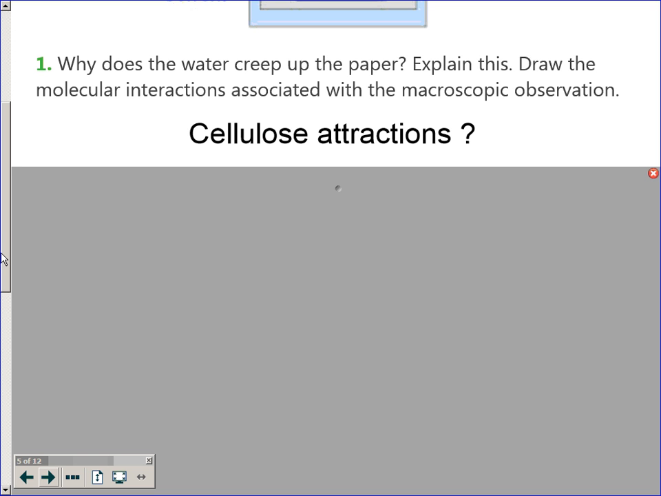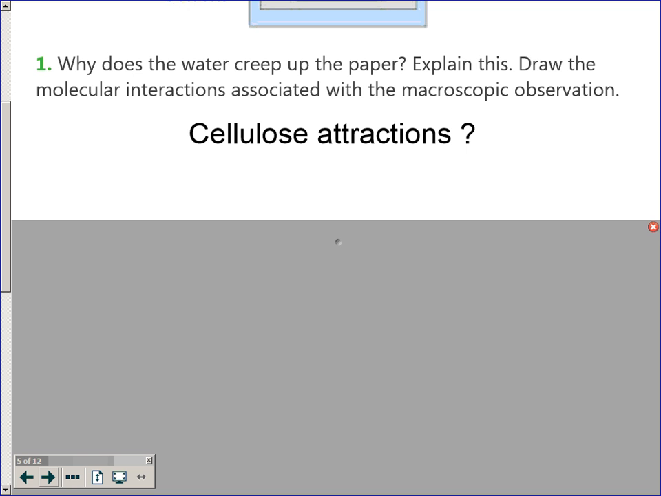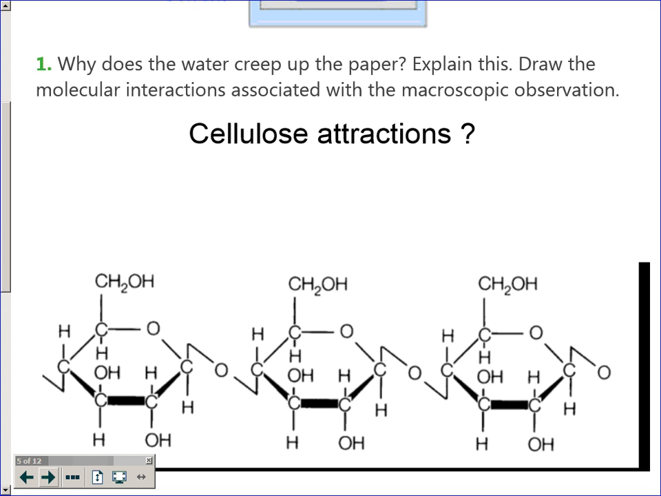So which level of attraction is happening with the paper? Adhesive properties, or adhesion. And then with water to water, because obviously water's following water up the paper, what property or what characteristic is that? Cohesion, right? Okay, so I'm going to show you in diagram, because I think this makes a lot more sense. This is just cellulose. It's just like a big carbohydrate.